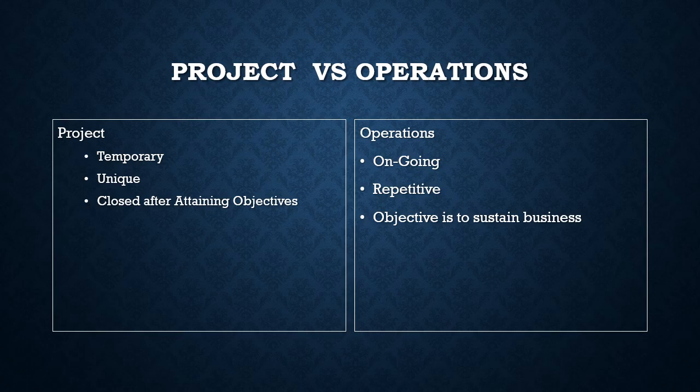In terms of operations, they are ongoing. Operations are ongoing, repetitive, and the objective is to sustain the business. To give one example, designing a new car is a project. But after the car design is approved, manufacturing of the car in day-to-day business is an operations activity. It's not called a project.